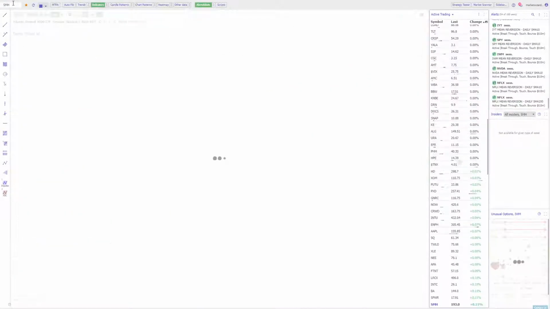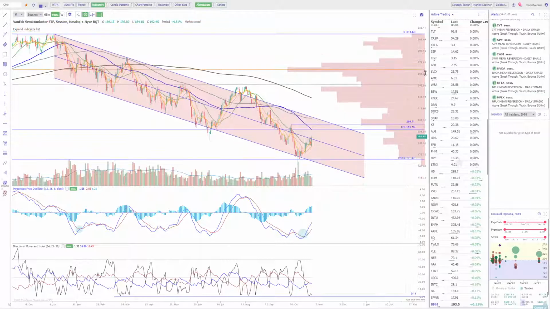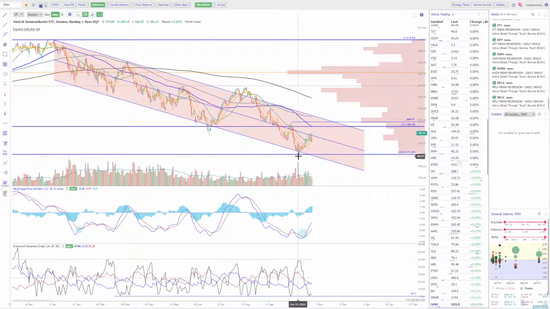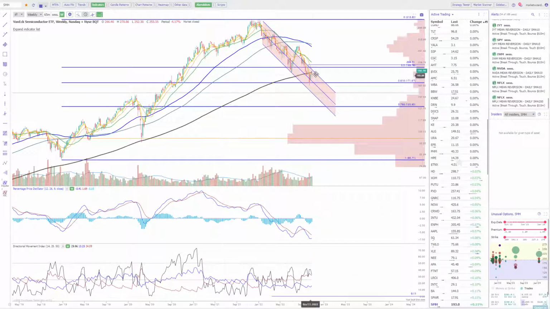And I will point out, just trying to make these videos a bit quicker, SMH found support at the 618 retrace of the COVID move, has now captured the 20, is at the middle of the descending channel and is playing a laggard role. You look at the weekly, lost the 200, tagged the 618 retrace like we talked about.